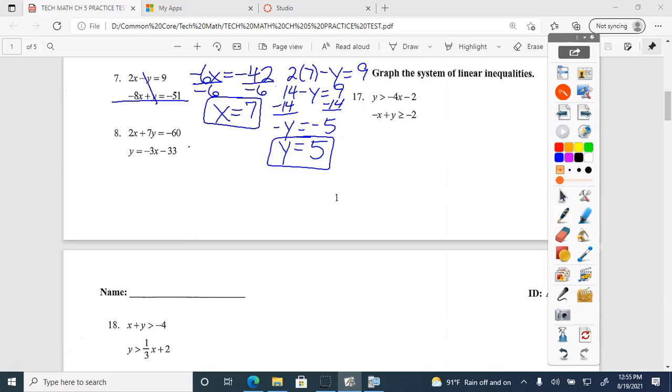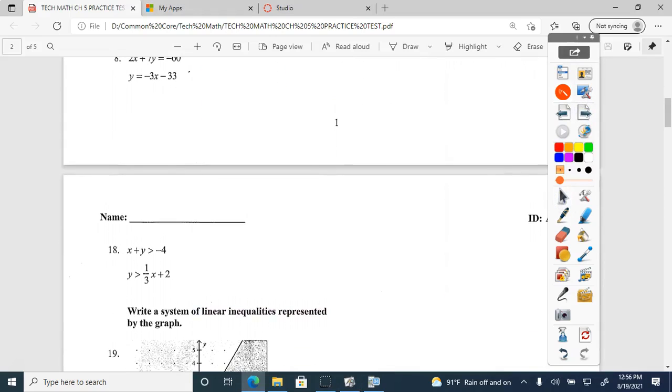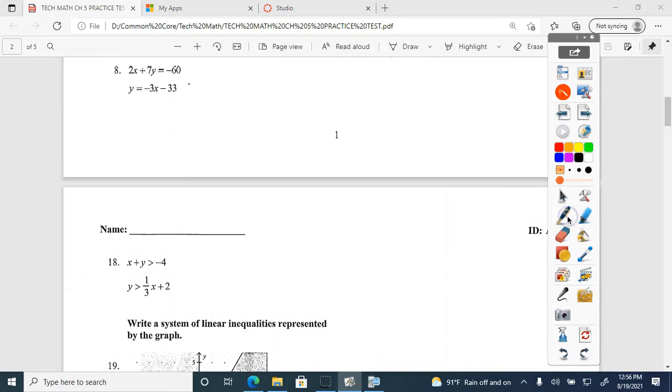Everybody good on 7? Two thumbs up. Everybody good? Awesome. Okay. Number 8. What's it set up to do? Elimination, substitution, which one? Definitely substitution. I'm going to take what y equals and plug it in for that y. Okay? So 2x plus 7 times y, but y is -3x minus 33 equals -60. We're going to distribute.